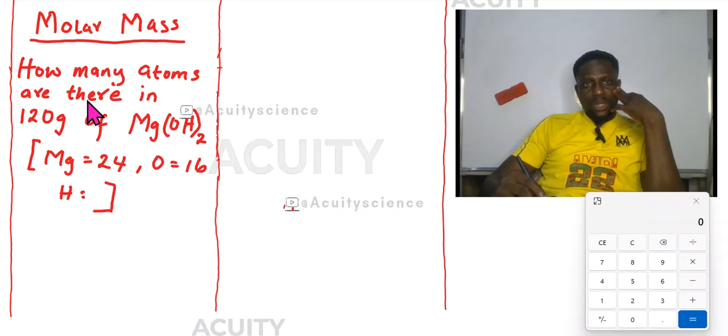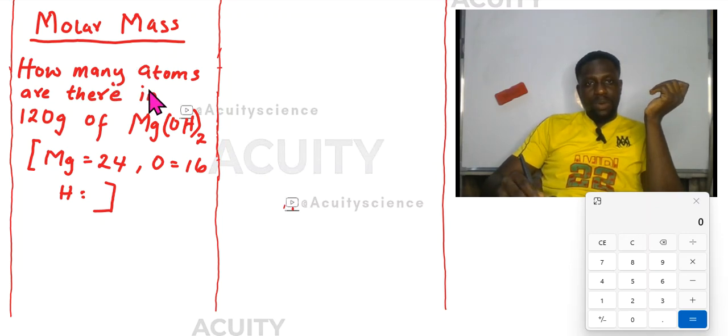How many atoms are there in 120 grams of magnesium hydroxide? Okay, so this is another example on molar mass.